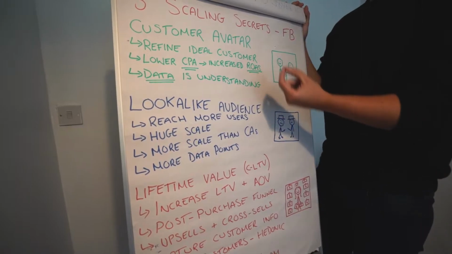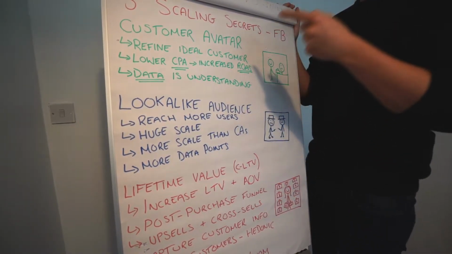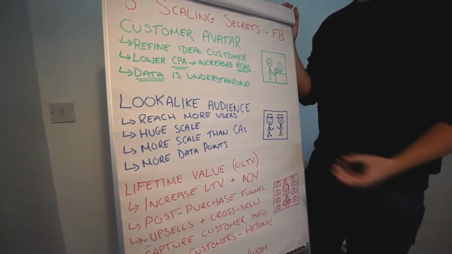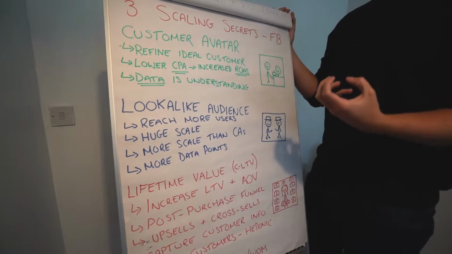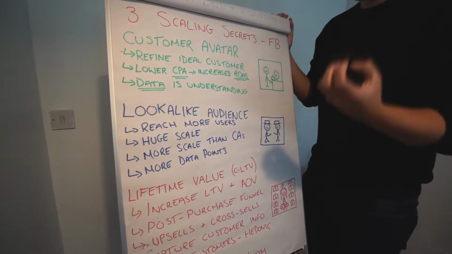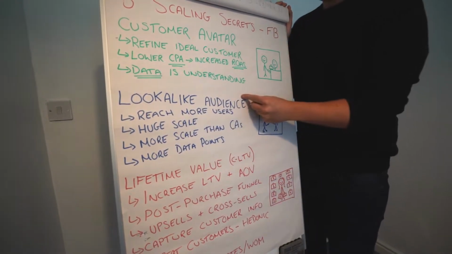You could upload that email list as a custom audience and then create a lookalike audience off of that custom audience, meaning it will take all the data points, all the information from that custom audience of your buyers and create an audience of people who look exactly like that.